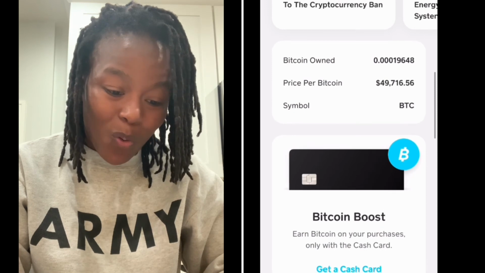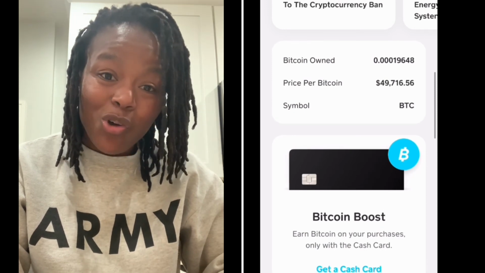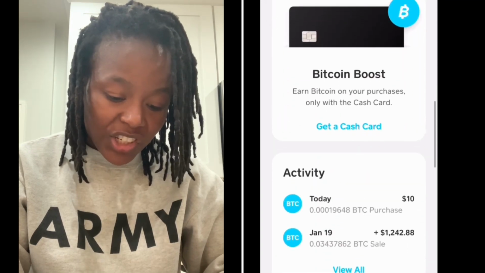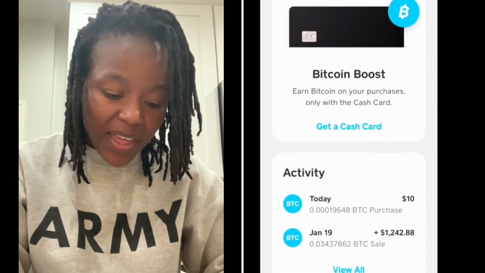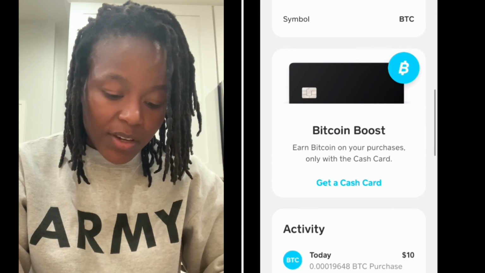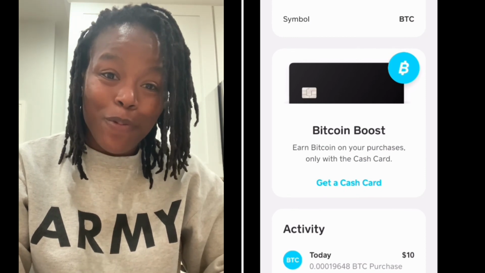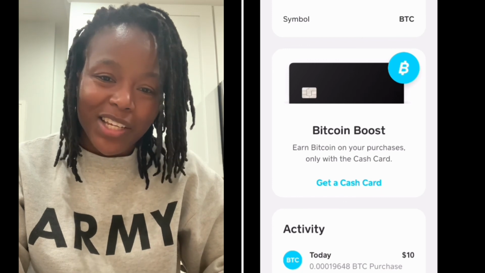It says Bitcoin, and it shows you your purchase price and your symbol. And it shows you today that if you look right here, it says today that you purchased $10 worth of Bitcoin. You also know you got to minus your fees.